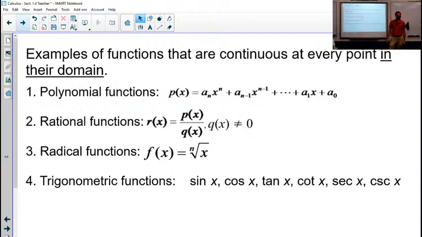Radical functions, so everywhere in their domain, right? The domain of a square root function would be 0 to infinity. Everywhere in that domain, they are continuous. We just saw that in the last example. And then our trig functions, everywhere in their domain. So if I have an asymptote, then obviously it's not continuous at that asymptote, but everywhere else it's continuous. Sine is continuous everywhere. Cosine is continuous everywhere. The other 4 are continuous everywhere that there's not an asymptote.